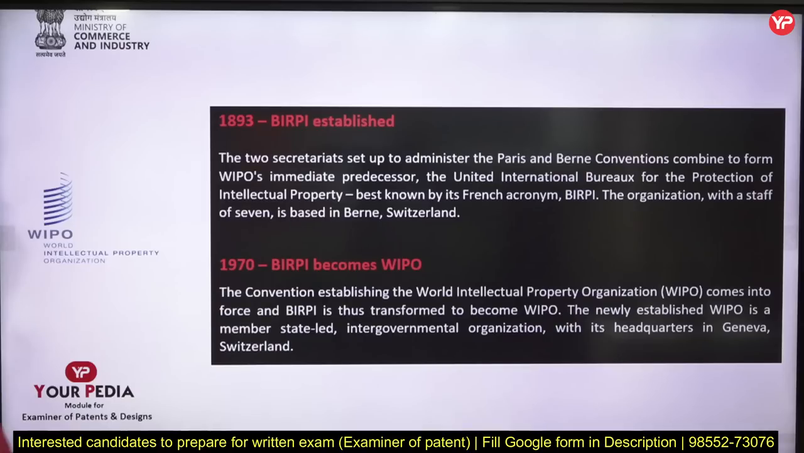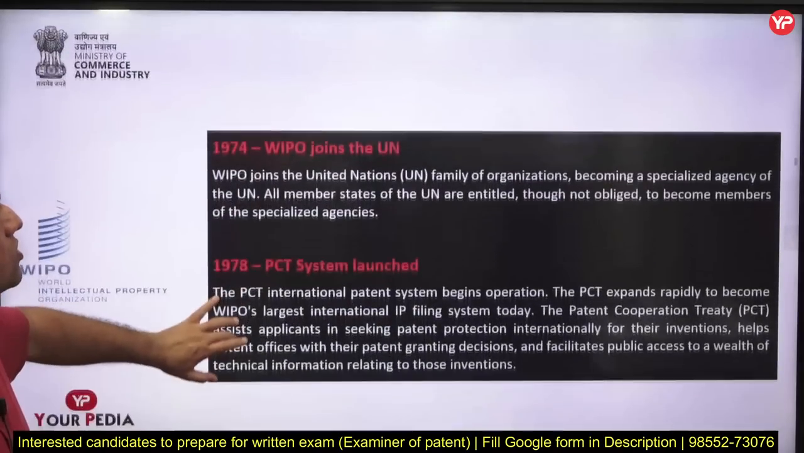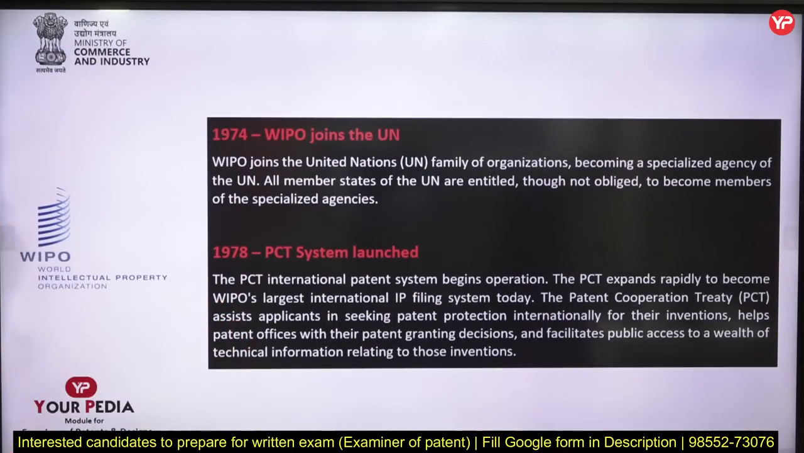And in 1970 BIRPI becomes WIPO. So when was WIPO born? Sir, it was born in 1970 and it came into force in 1970. That is how you should know. Then the headquarters was in Geneva. In 1974 WIPO joins the United Nations, and becomes a specialized agency of the United Nations.